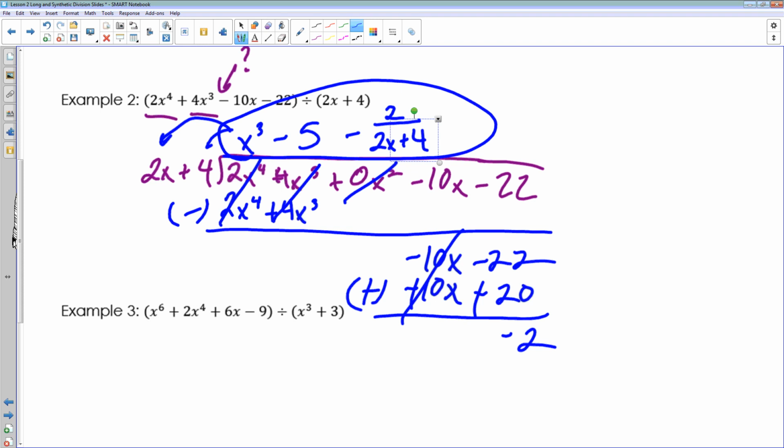Okay. Now, really, if you wanted to, you could reduce this remainder. Since 2x and 4 are all divisible by 2, you could reduce it to 1 over x plus 2. So just something to keep in mind.